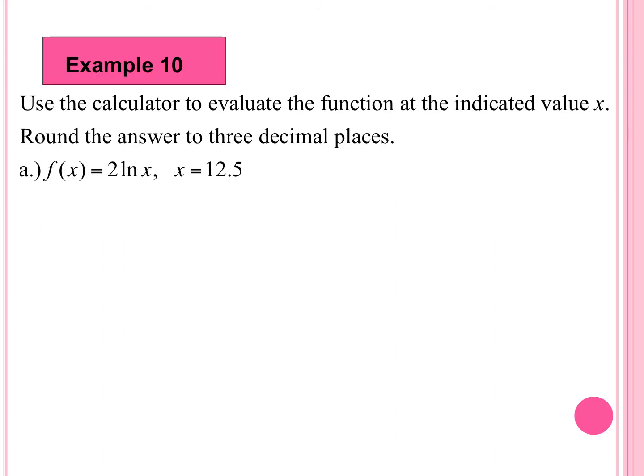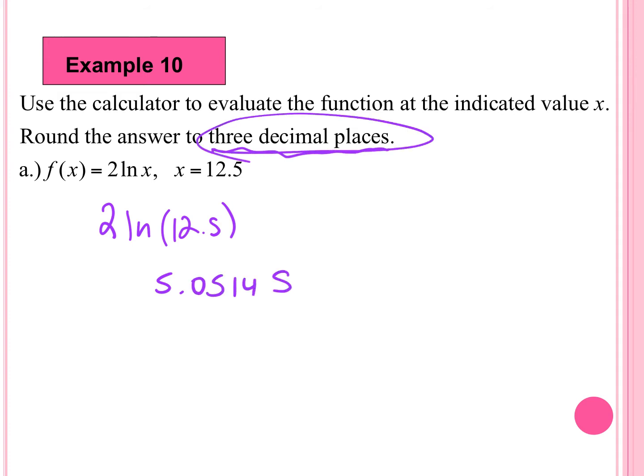We're using the calculator. Use the calculator to evaluate the function at the indicated value of x, and then round your answer to 3 decimal places. So we want 3 decimal places here. Now we're using the regular ln button. So we were using second ln for e, right? So I'm going to do 2 times ln of 12.5. I get 5.05145. I'm going to round to 3 decimal places. So I go to the 4. It's less than 5. It drops off, and my answer is 5.051.